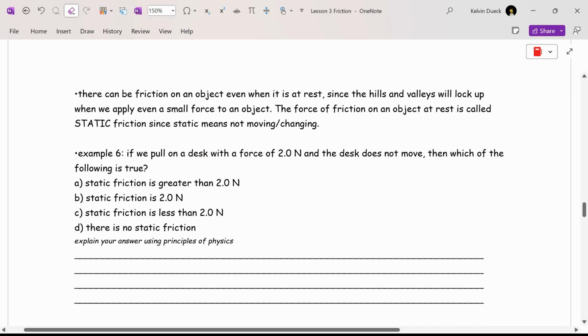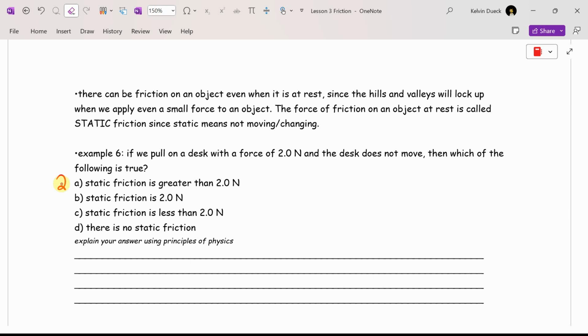I think we're going to vote again. How high you hold your hand up is how sure you are of the answer. So if I pull on a desk with 2 newtons and the desk doesn't move, which of the following statements is correct? Who says, obviously static friction is bigger than 2 newtons, that's why it's not moving? Answer is A. I got 2. Just 2.